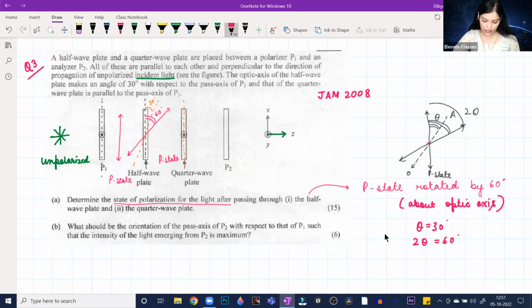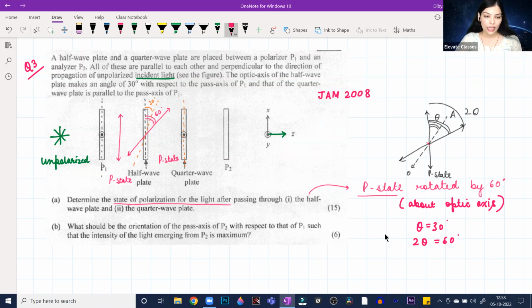सो अब क्या हुआ, अब ये लाइट अभी भी P state ही रही. ठीक है, सो क्वेश्चन में अगर मेरे पास ऑप्शंस आता है कि क्या मिलेगा मुझे, तो हाफ वेव प्लेट के बाद मुझे लीनियरली पोलराइज्ड लाइट ही मिलेगी. What is P state? P state is a linearly polarized light और प्लेन पोलराइज्ड लाइट.